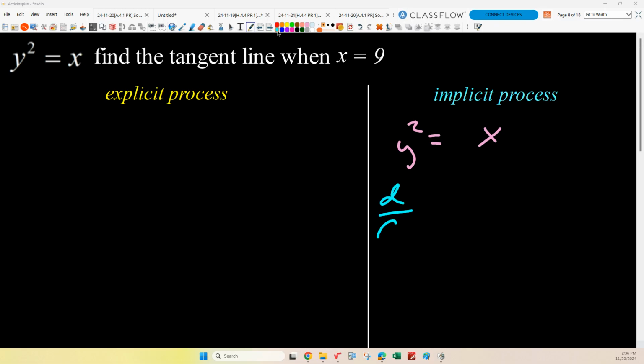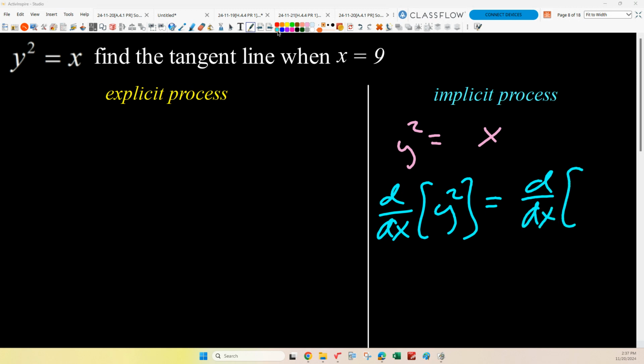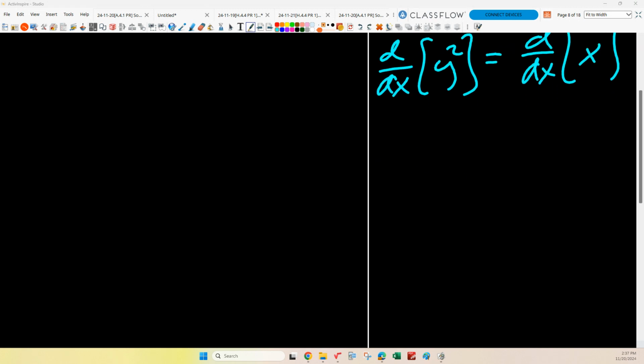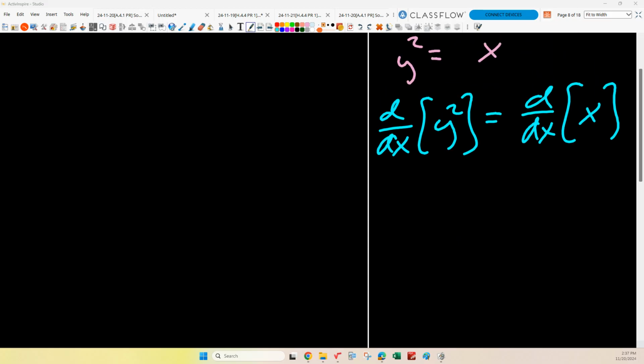On the left side, we get the derivative with respect to x of y squared. On the right side, we get the derivative with respect to x of x. Well, that's an easy one. What's the derivative of x with respect to x? 1. Okay, this one is a little tougher, but we've already talked about how we do that. How many layers are we going to have on this one? 2, yeah. What's the derivative of y squared with respect to x? I mean, with respect to anything.